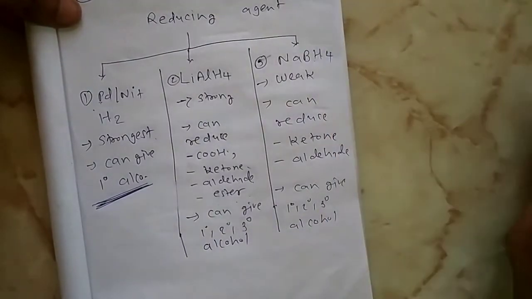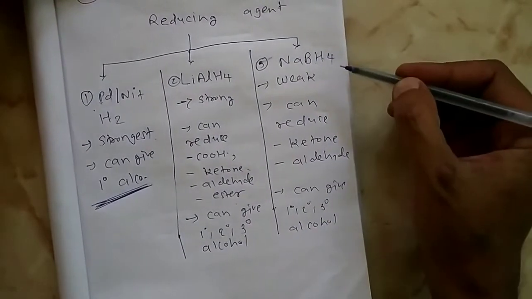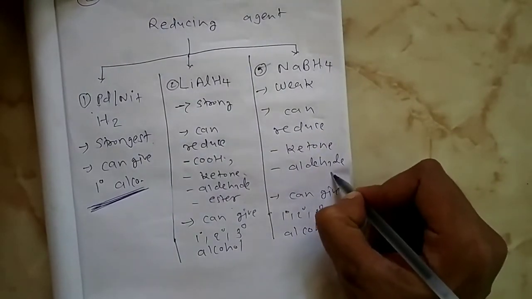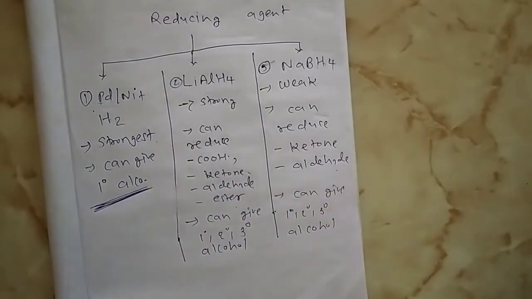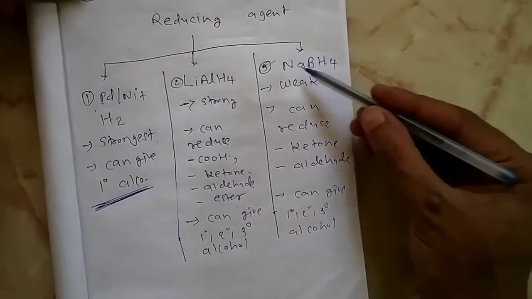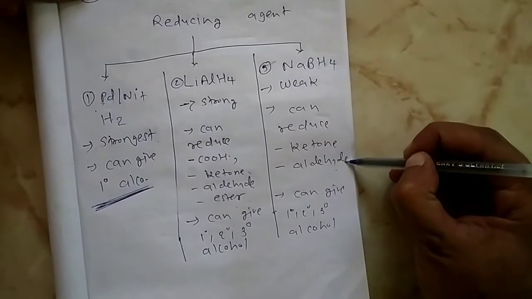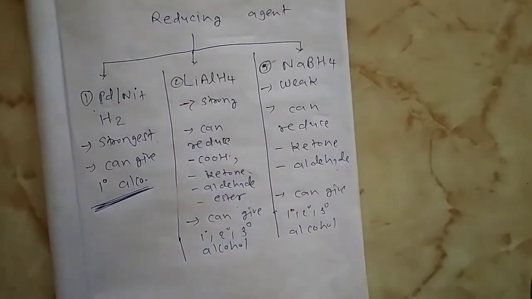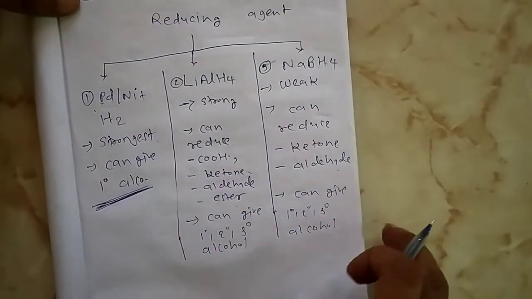Now sodium borohydride, NaBH4, is a weak reducing agent. So it can reduce ketone or aldehyde only. It cannot reduce ester or carboxylic acid. Again, this point is very important. Sodium borohydride can reduce ketone or aldehyde only. It cannot reduce ester or carboxylic acid. It can give 1 degree, 2 degree or 3 degree alcohol.